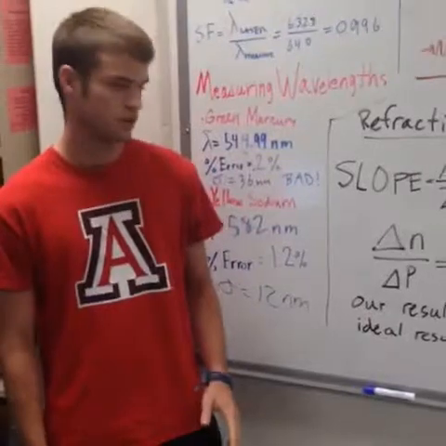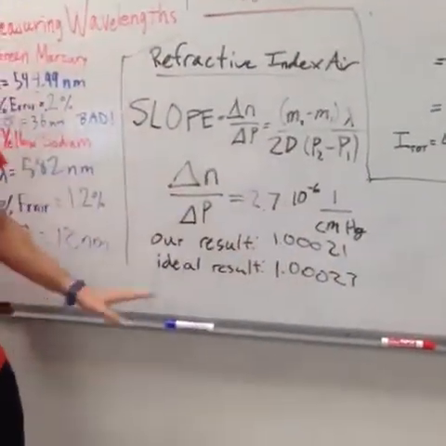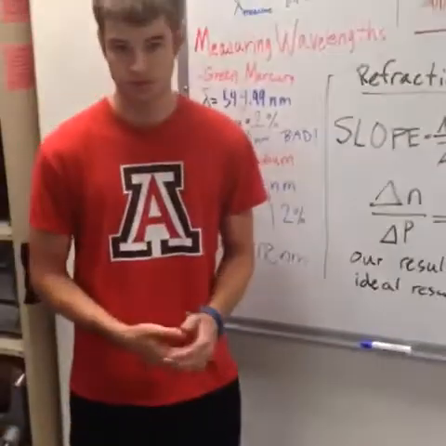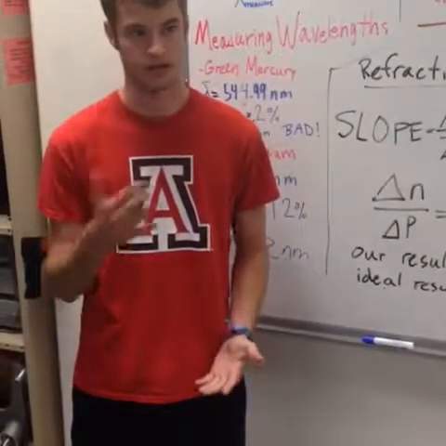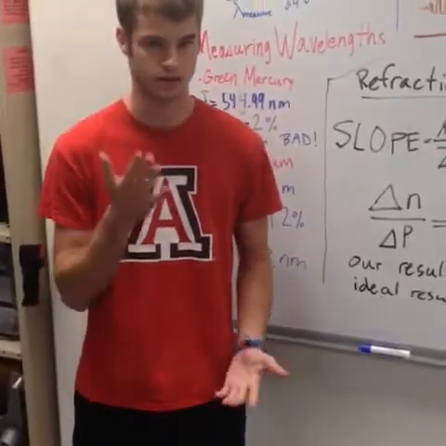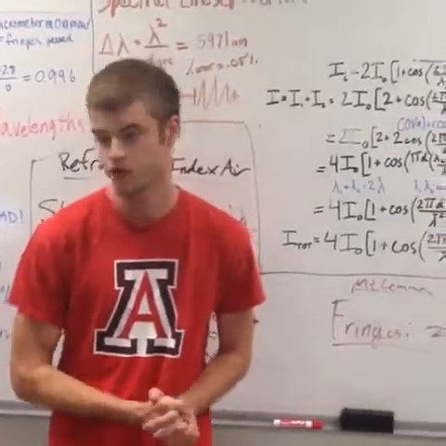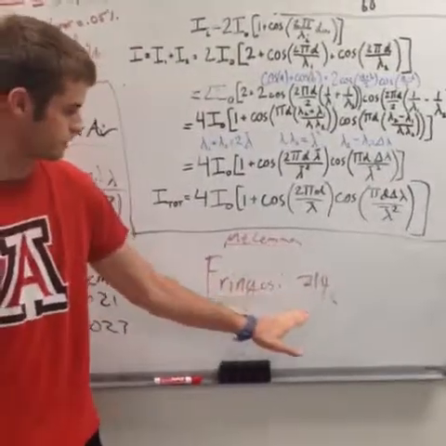1.0002. So we compared our result of 1.00021 with the ideal result of 1.00027, and that result comes from an adjustment from temperature after comparing at 0 Celsius. So between Mount Lemmon and Tucson, there's about 140 millimeters of mercury change, and that would create 214 fringes with our fit.